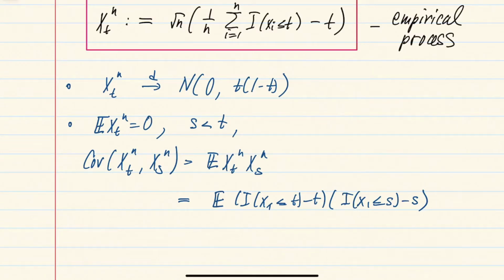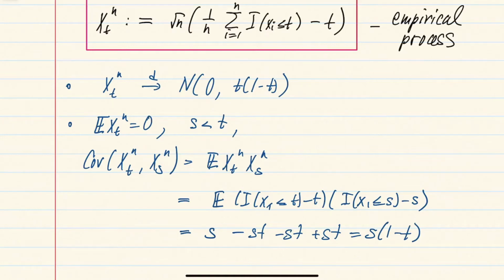Okay, and then when you multiply this out, the product of the two indicators will be just the second indicator, because we assume that s is smaller, and that will give you just the probability that x is less than s, which is s. And then the other ones will be minus st plus st. So actually this will be just s(1 minus t). And now we should recognize that actually this is a covariance of a Brownian bridge.